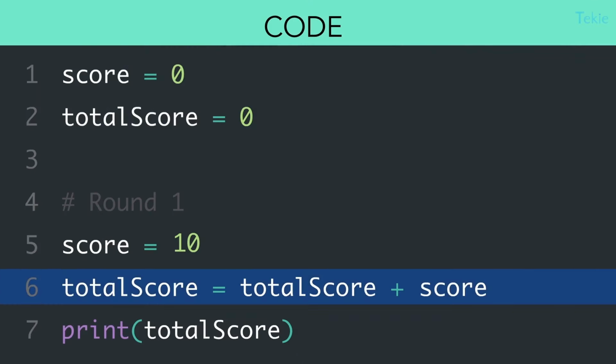This program simply means to look up the value stored in the variable total score and add the value 10 to it. So, if total score was 0 before, it is set to 10 afterward.